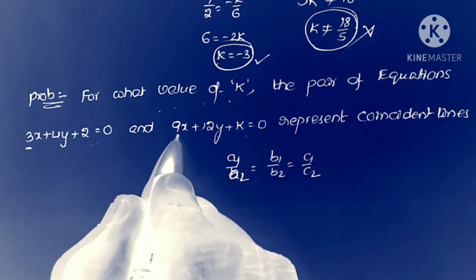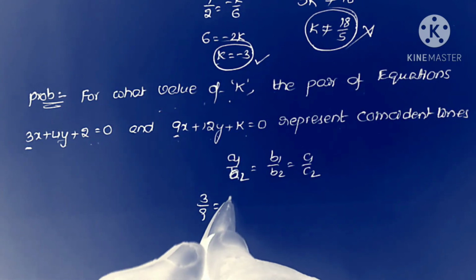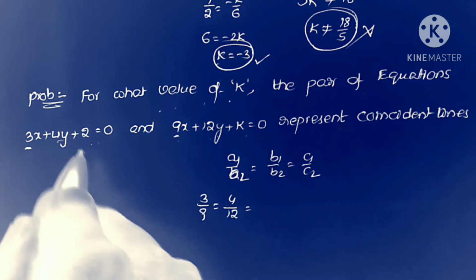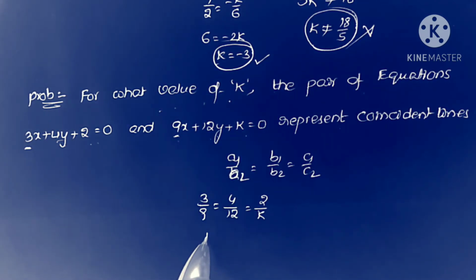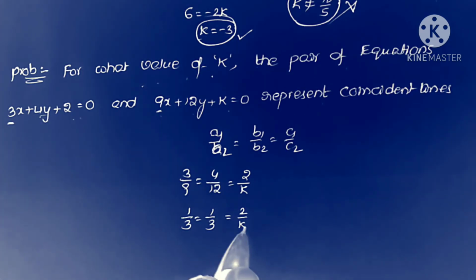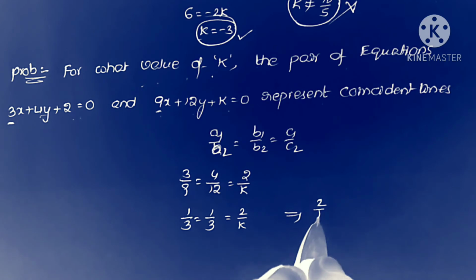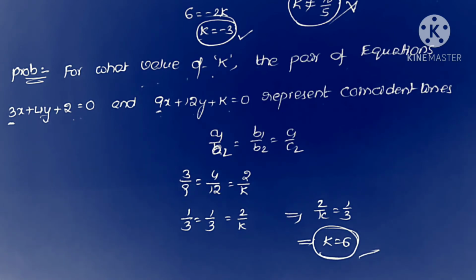That is a1 by a2, 3 by 9, is equal to b1 by b2, 4 by 12, is equal to c1 by c2, 2 by k, which means 1 by 3 is equal to 1 by 3 is equal to 2 by k. That is, 2 by k is equal to 1 by 3. Taking the cross product, then k is equal to 6. That's all. This is the answer.